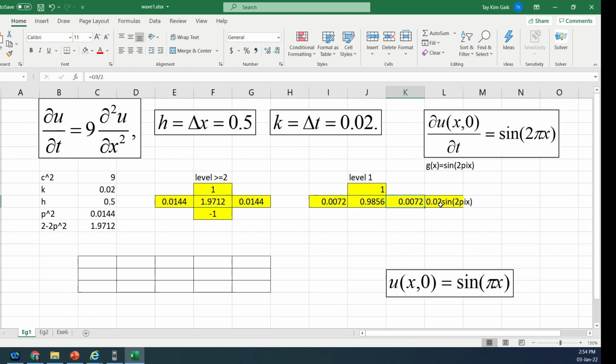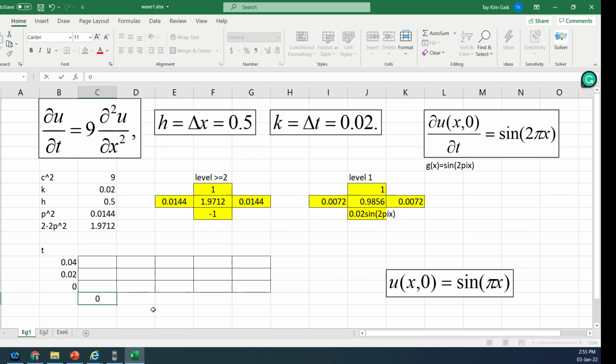So this one you just divide by half. And if del u del t when t equals 0 is not equal to 0, then you have to add k sin 2 pi x, because here g(x) is sin 2 pi x. Then t is solved up to 0.04, with increment 0.02, starting from 0. And x from 0, the increment is 0.5.